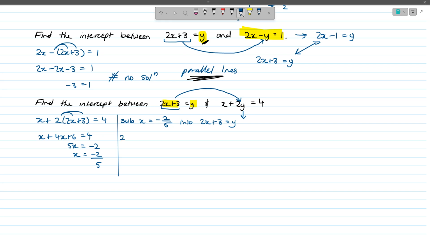And that gives us 2 times negative 2 over 5, plus 3, is equal to y. So that's just negative 4 over 5 plus 3, which is equal to 11 over 5, which is equal to y. And that is our answer. Well, almost. Our answer is actually negative 2 over 5, 11 over 5, which is the coordinate of intercept. That's where they intercept. Ta-da!